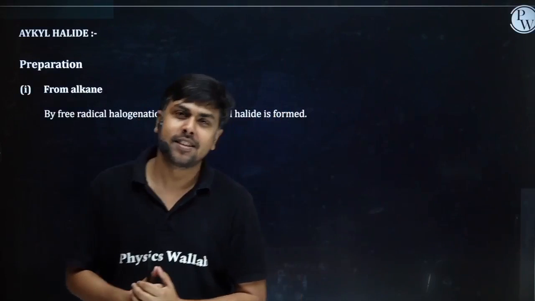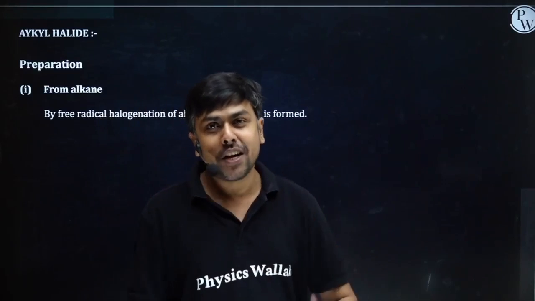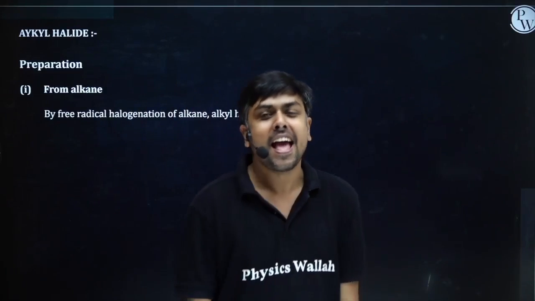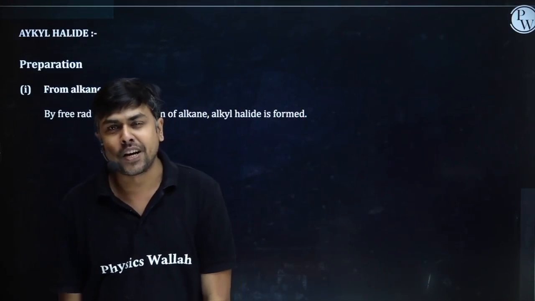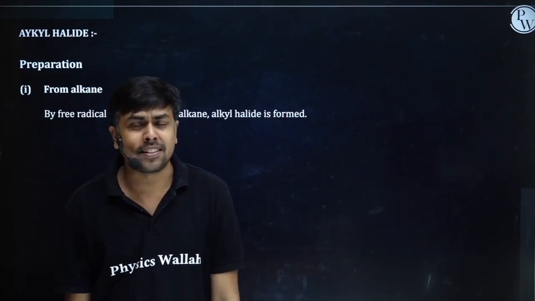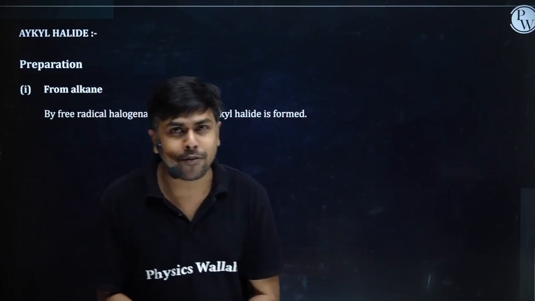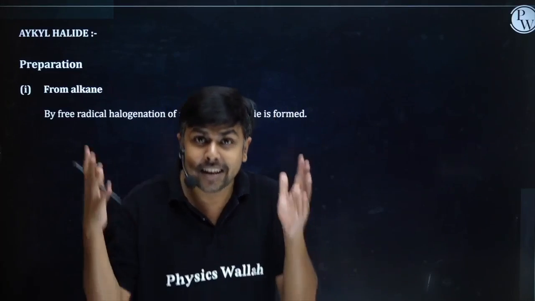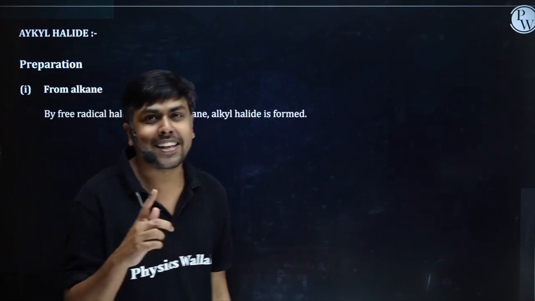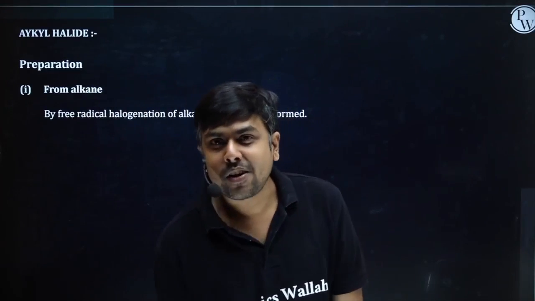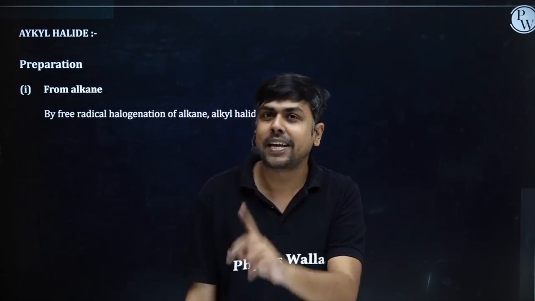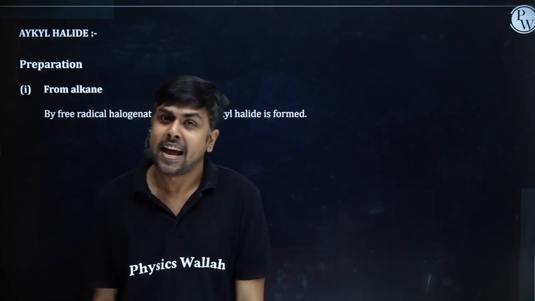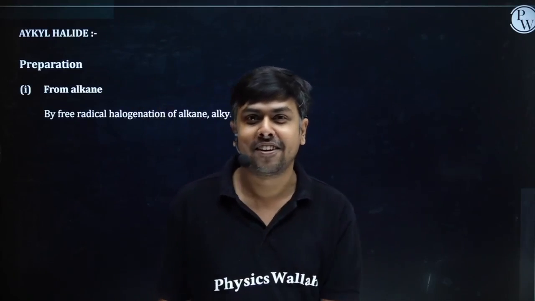Students, now let's discuss the different methods through which we can synthesize alkyl halide. Alkyl halide can be synthesized from n number of organic compounds. Starting with hydrocarbon, it can be synthesized from alkane also. In hydrocarbon, we have studied a very important chemical reaction of alkane, and that was photohalogenation, right?